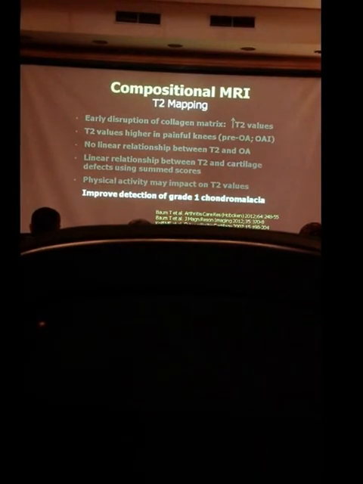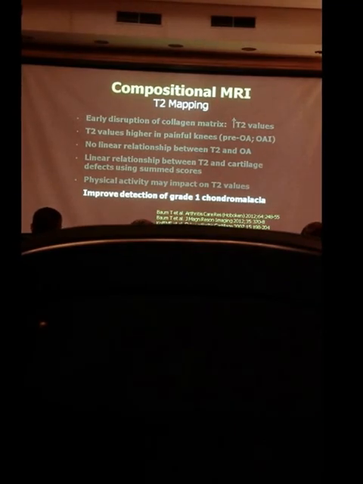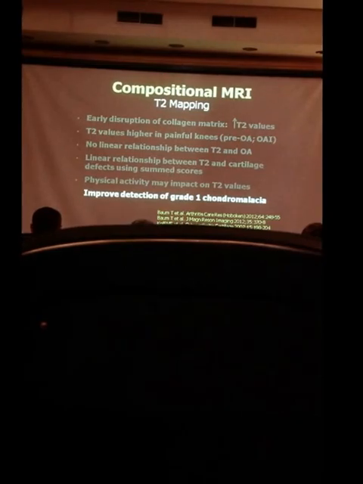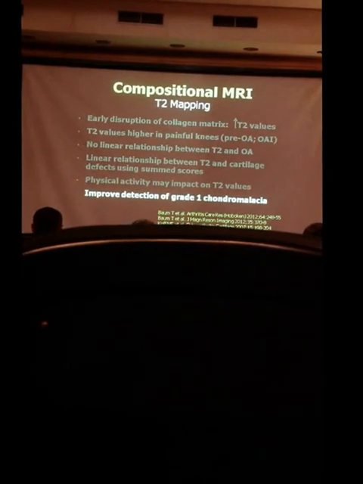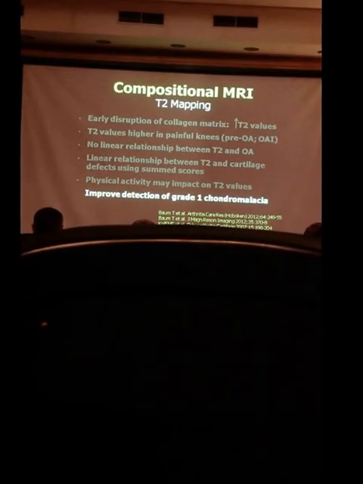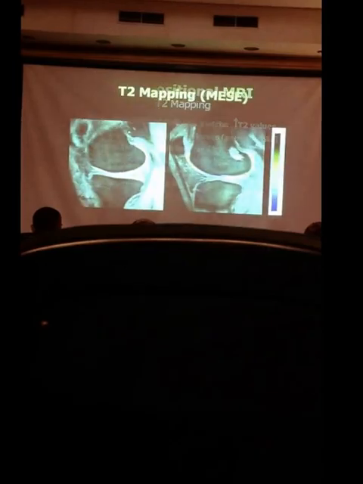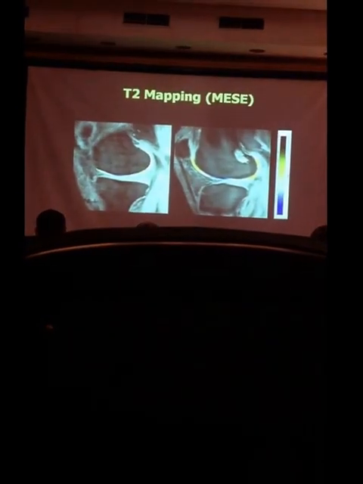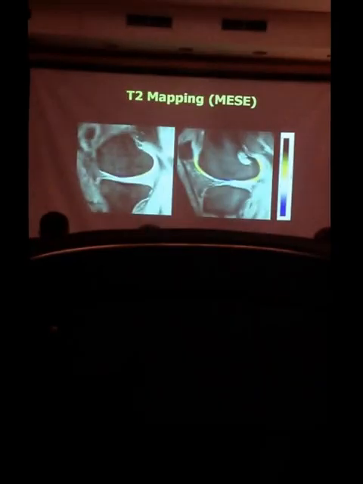And there's a very recent paper published in Radiology one month ago showing that compared to arthroscopy, T2 mapping helps improve detection of grade 1 chondromalacia, which we're very bad at when using morphologic assessment of cartilage, as I told you. But it seems that T2 maps might have an impact on the detection of grade 1 chondromalacia. A small example to show you how it looks.